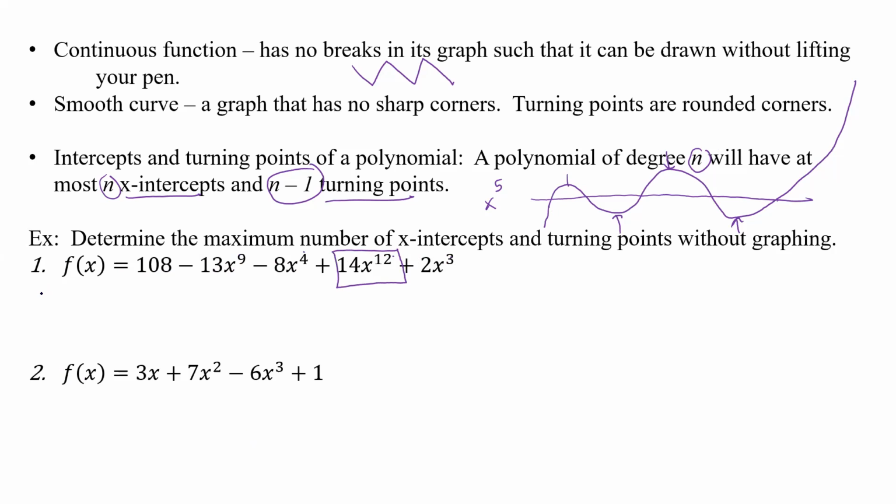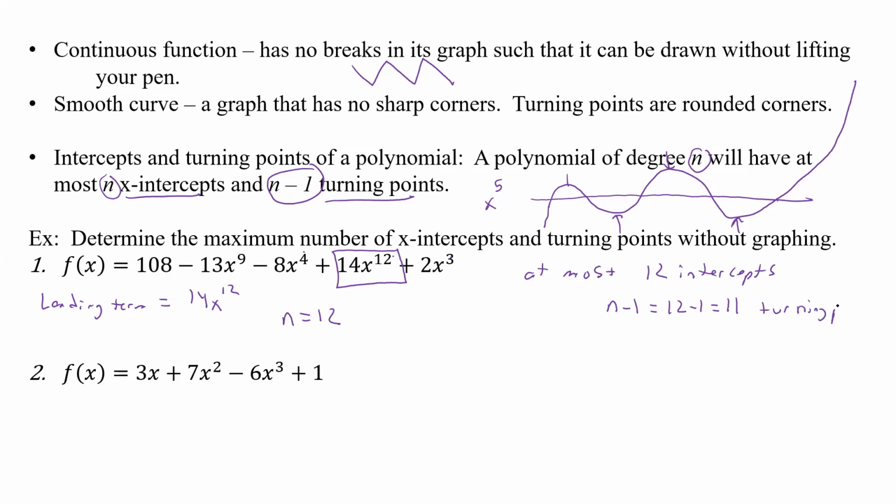Okay, so the leading term is 14x to the 12th. Okay, so what does that say? Well, n is equal to 12. So that means at most 12 intercepts. Okay. Now, it also means n minus 1, which is equal to 12 minus 1 equals 11 turning points. And this is, again, at most 12 intercepts and at most 11 turning points. Okay, so that's going to be how that works.